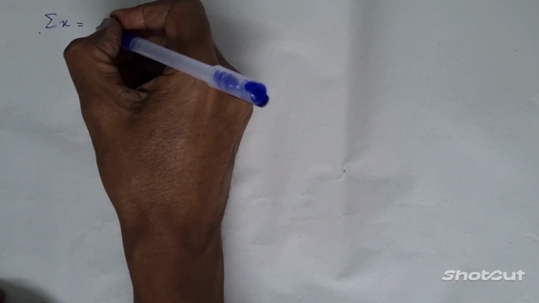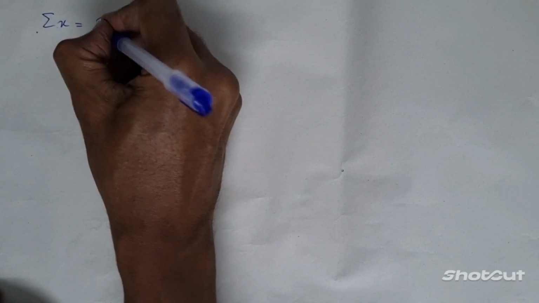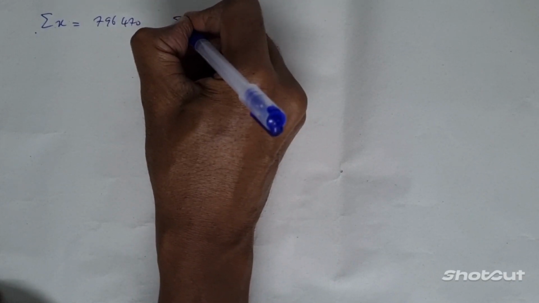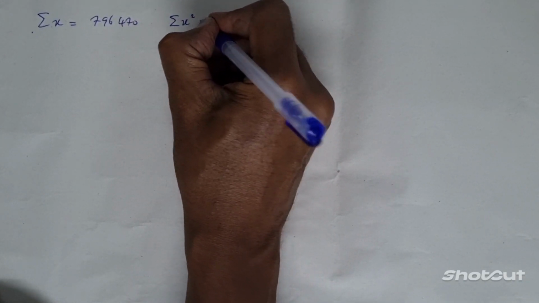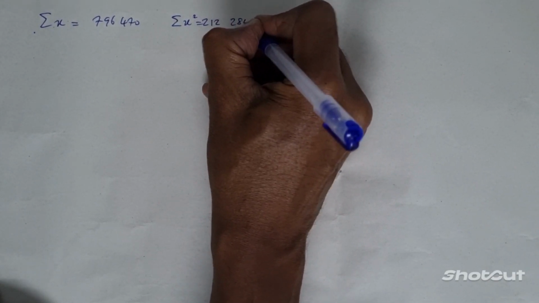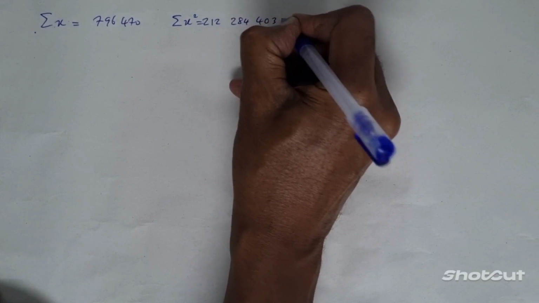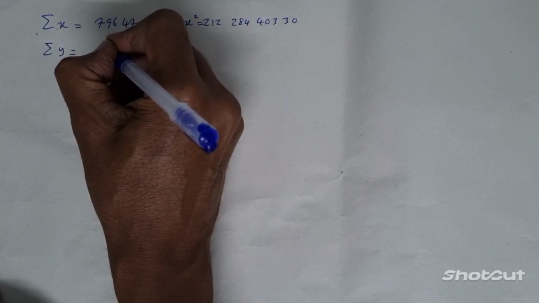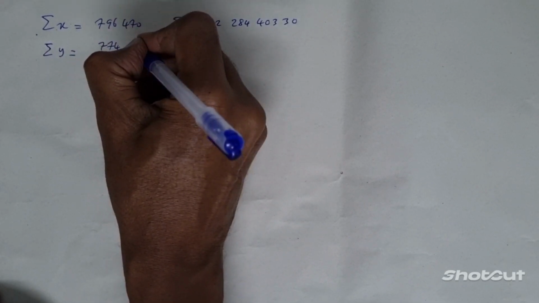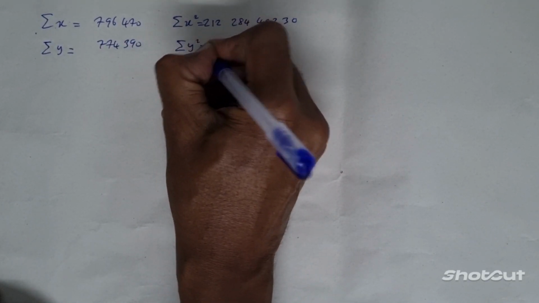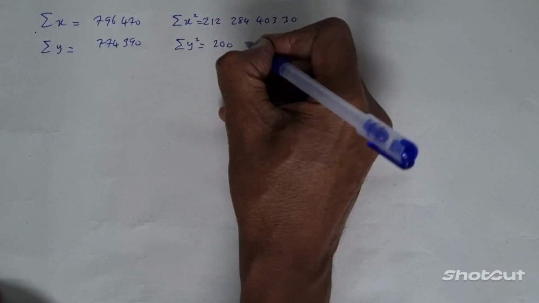So the information that I have is that summation of X is equal to 796,470. Summation of X squared is 212,284,403.30. And for the females, summation of Y is equal to 774,390. And over here, we've got summation of Y squared as this figure over here.